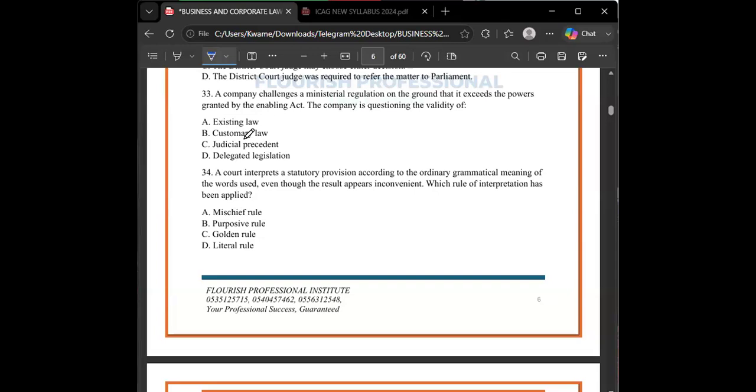So a ministerial regulation. A company challenges a ministerial regulation on the ground that it exceeds powers granted by the Enabling Act. So the Enabling Act becomes the Act of Parliament, which is the example I'm giving, the Public Financial Management Act, which gives power to Ministry of Finance. Now, based on that power, any ministerial regulation, any law that a ministry puts in place becomes what we call a delegated legislation. So our answer is D, like you said. 34.